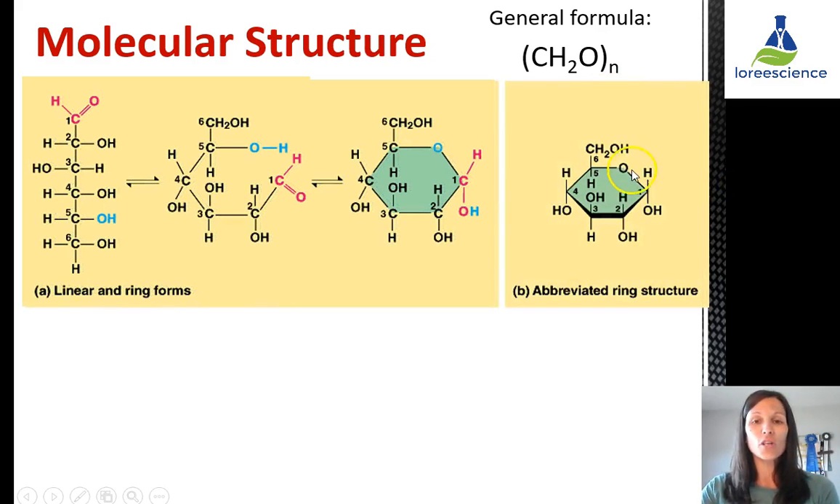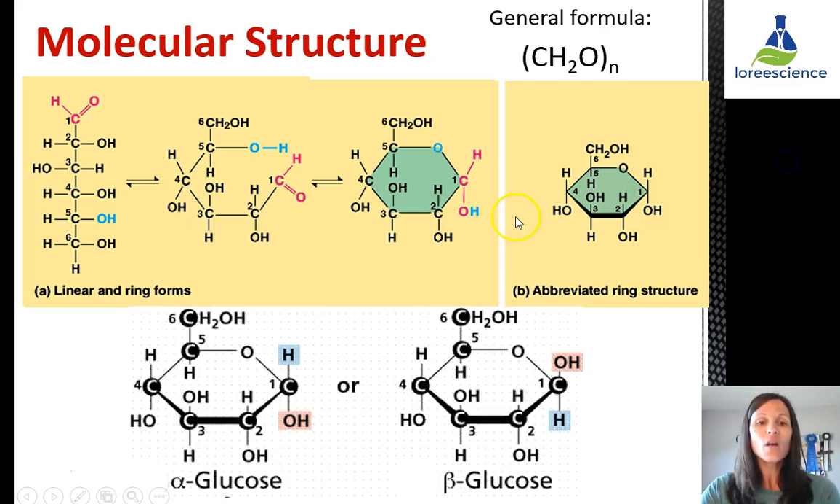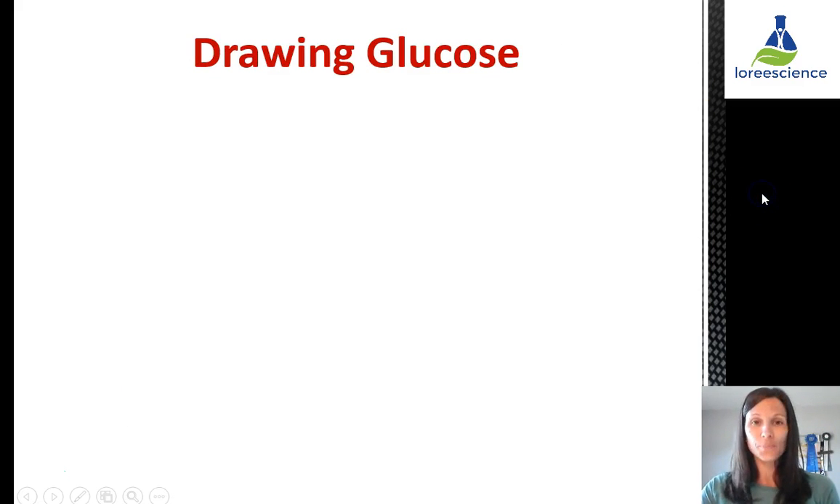An abbreviated ring structure leaves out those carbons, remembering that every time you see a bend, that indicates there is a carbon at that point. There are two major types of glucose that we're going to be looking at. They look pretty similar and have the exact same formula, but structurally, on this very first carbon, it's the positioning of the hydroxyl group. In the alpha glucose, the hydroxyl group is down. In the beta, it is pointing up. Notice that we start labeling our carbons on the right, and we proceed around through the molecule. What I would like you to be able to draw is glucose.